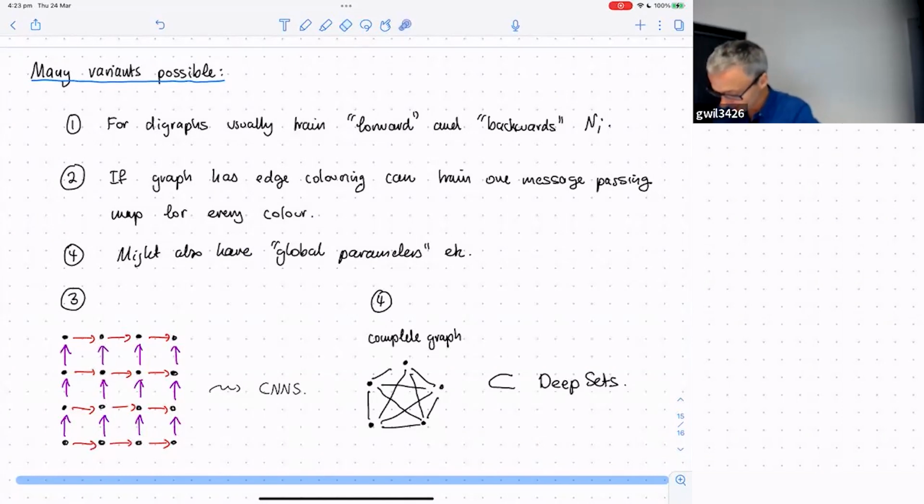So these are some nice examples. Imagine that I consider this digraph here. If you look at what a graph neural net does on this digraph, it exactly mimics CNNs without the pooling layer. So it's not an exaggeration to say that CNNs are a subset of graph neural nets. And if you unpack this definition for a complete graph, you basically get deep sets.